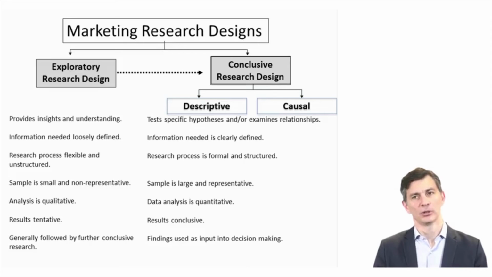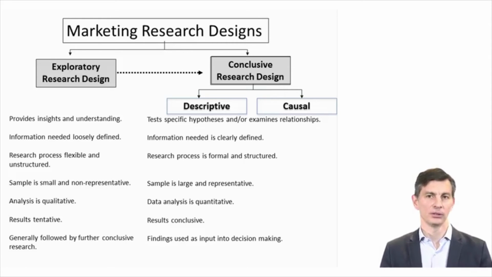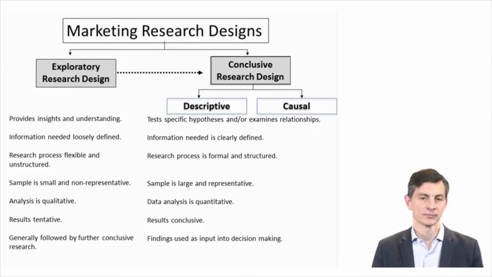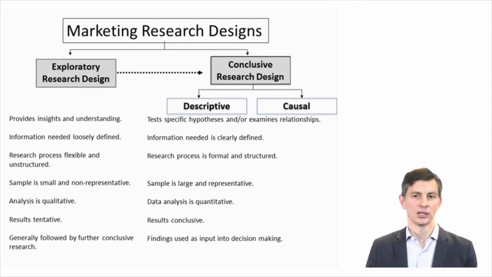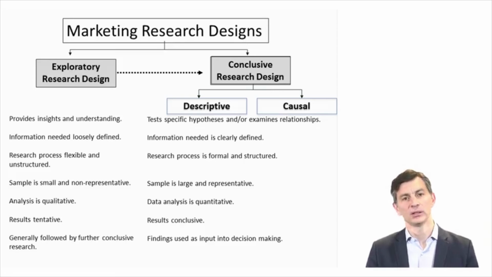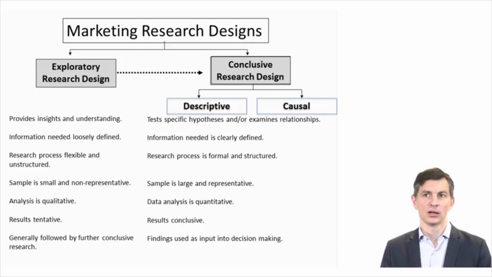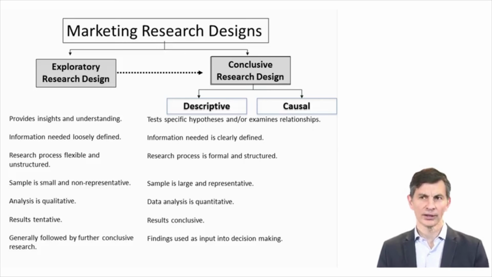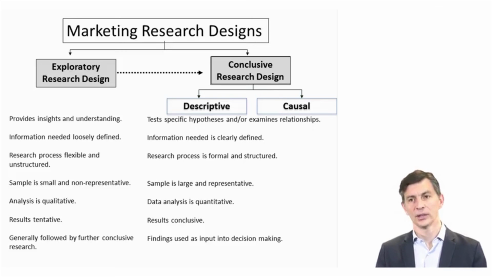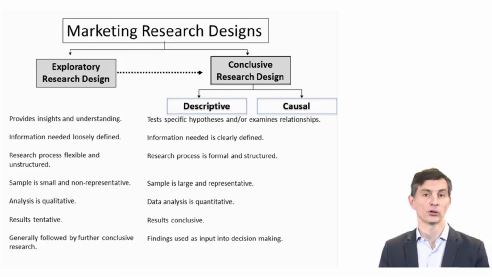The objectives of the exploratory and the conclusive research designs are very different, as you can see in these slides. The first one only looks to provide insights. The samples tend to be not representative. We're not looking for conclusive answers. The analyses tend to be qualitative in nature and the results only tentative. Conclusive designs, on the other hand, either descriptive or causal, look to test specific hypotheses. We're looking for precise answers. Oftentimes, in 90% of the cases, the analysis will be quantitative in nature, and we're actually looking for conclusive results.